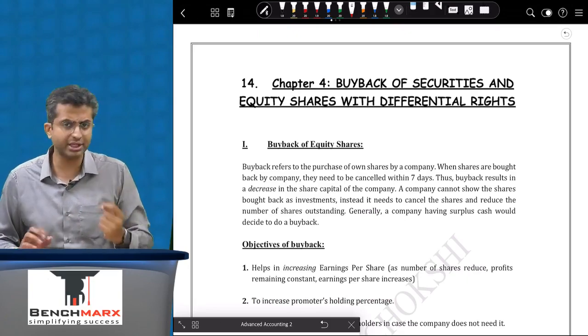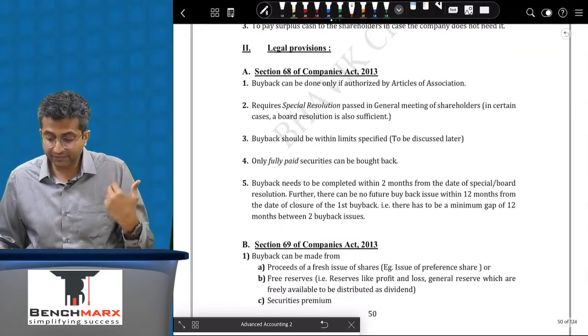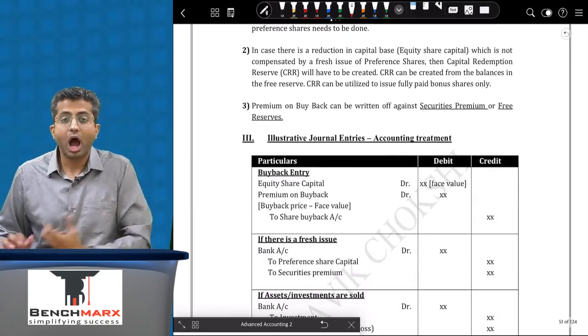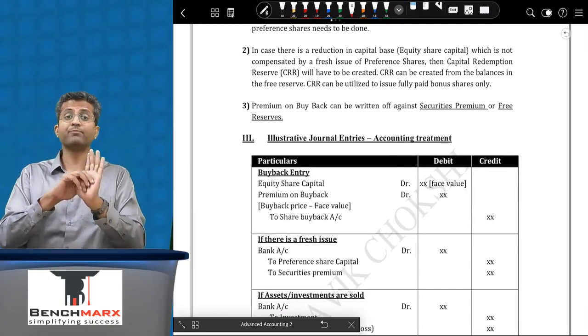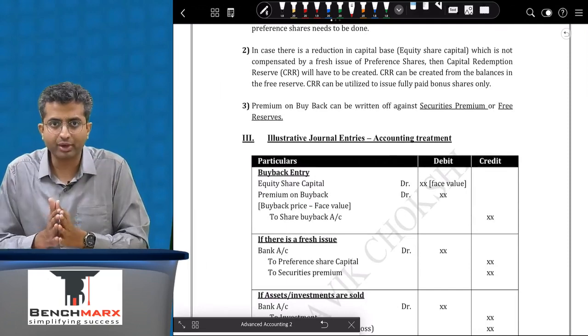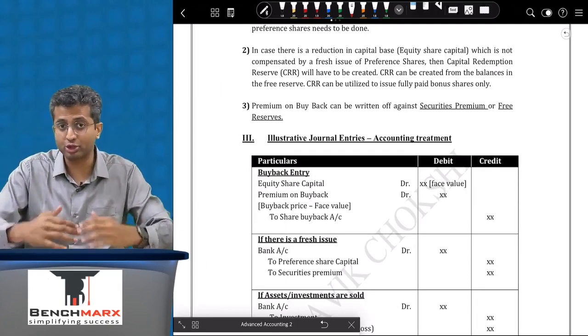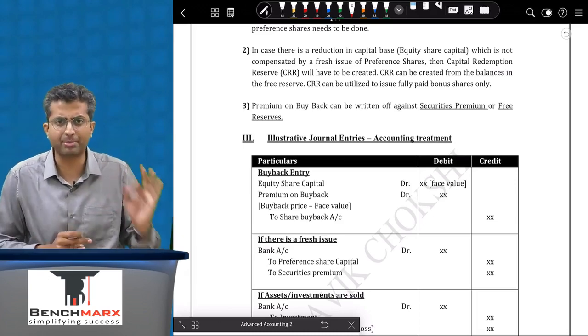Limits we have not specifically discussed. Now, if we look at the accounting entries, how will you pass the accounting entries and what are the provisions that you have to remember? Well, buyback over here will reduce your share capital. So it will result in reduction of your share capital base.